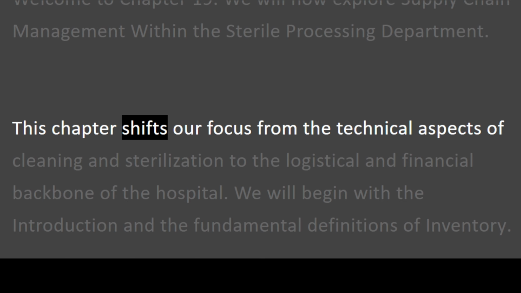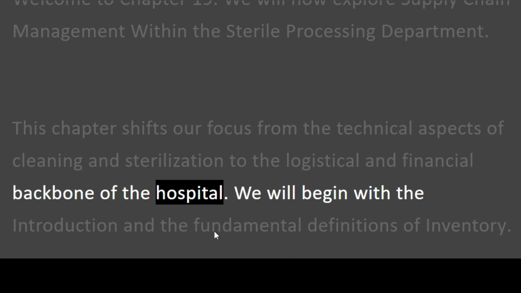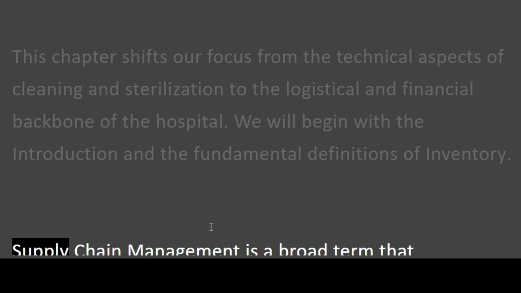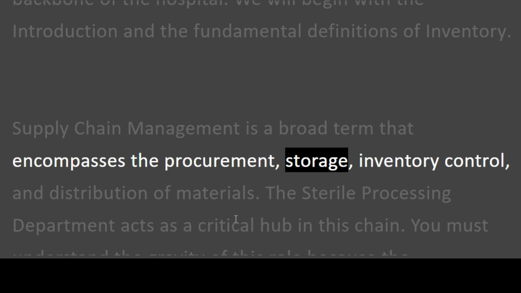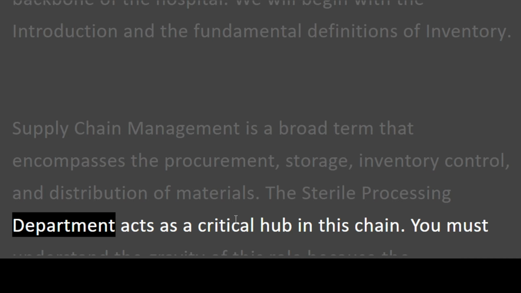This chapter shifts our focus from the technical aspects of cleaning and sterilization to the logistical and financial backbone of the hospital. We will begin with the introduction and the fundamental definitions of inventory. Supply chain management is a broad term that encompasses the procurement, storage, inventory control, and distribution of materials. The Sterile Processing Department acts as a critical hub in this chain.